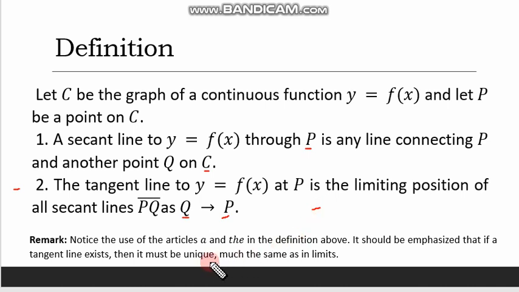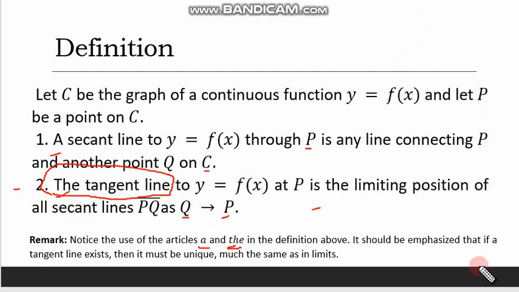You notice that we use the articles a and the. So it means, when we say a second line, it means that there are so many possible lines that could attach from point P to point Q. But when we say the tangent line, it means a unique line. It is one line only at that particular point.